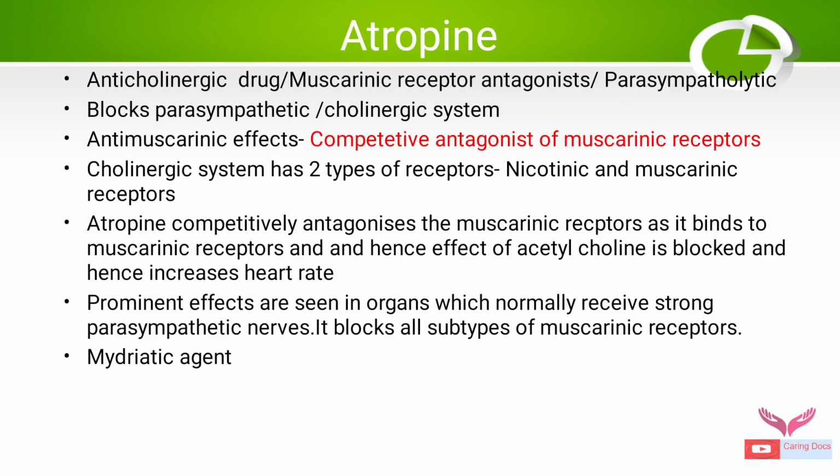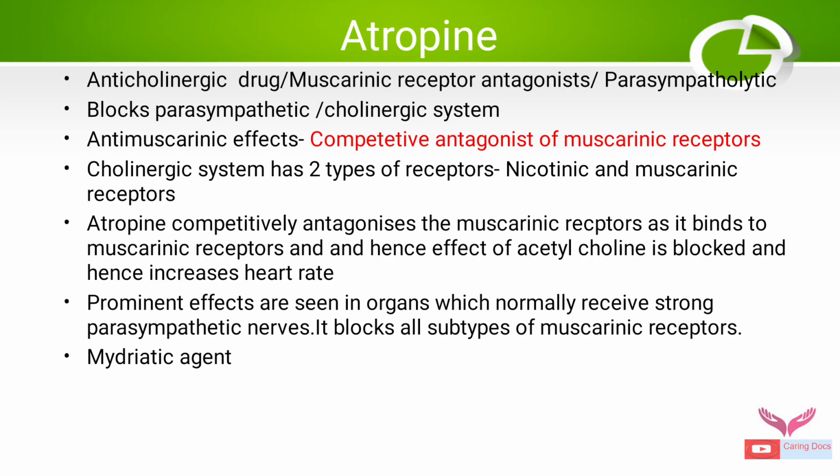Coming to atropine, it is an anticholinergic drug, or we can say a muscarinic receptor antagonist, or parasympatholytic. It blocks the parasympathetic or cholinergic system. It has a predominant antimuscarinic effect. That is, it is a competitive antagonist of muscarinic receptors.